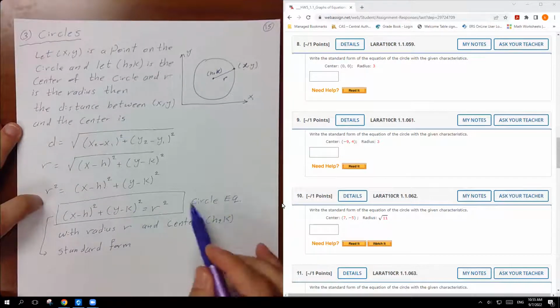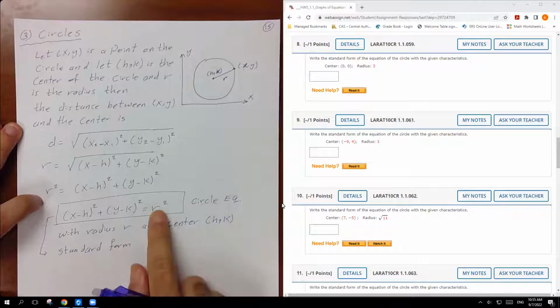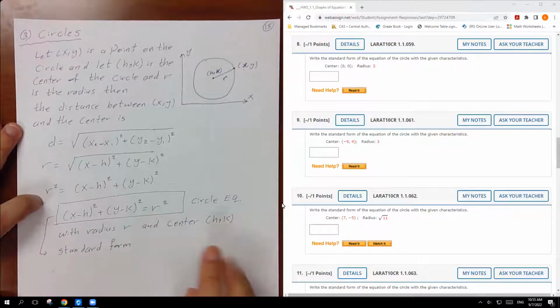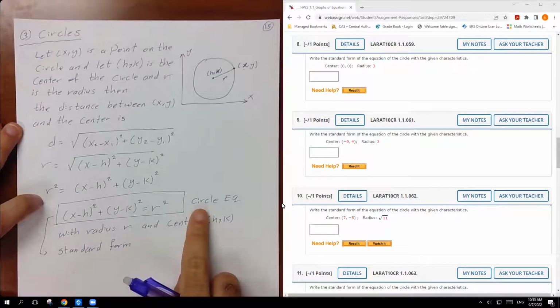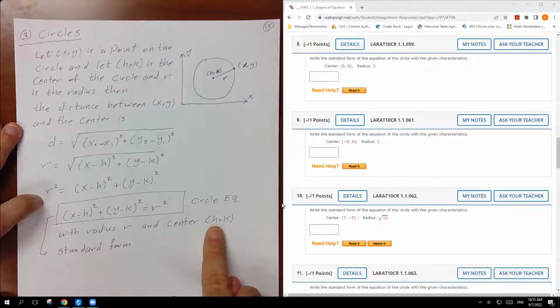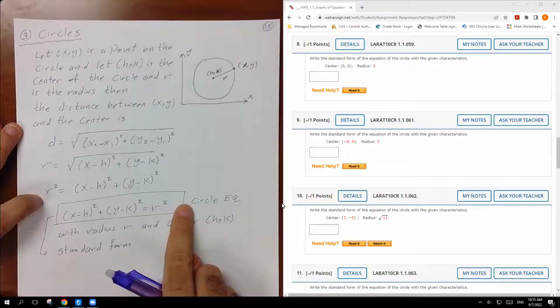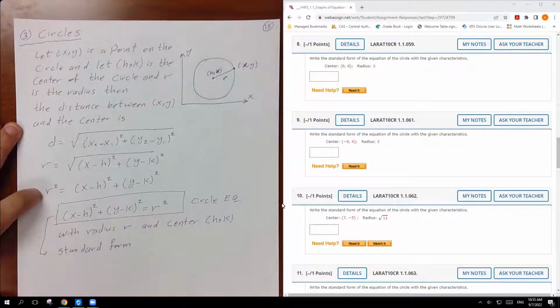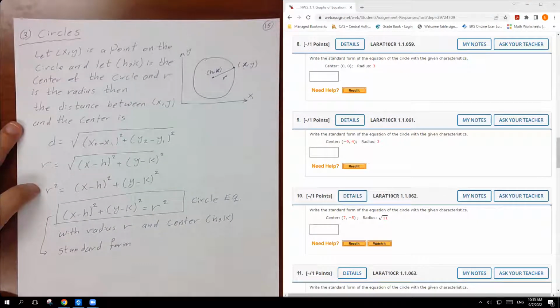This is the circle equation with the radius r and the center (h, k). So when they ask you to write down the standard form for the circle with the radius r and the center (h, k), you're just going to write down the formula and plug in the numbers to find the equation of the circle.